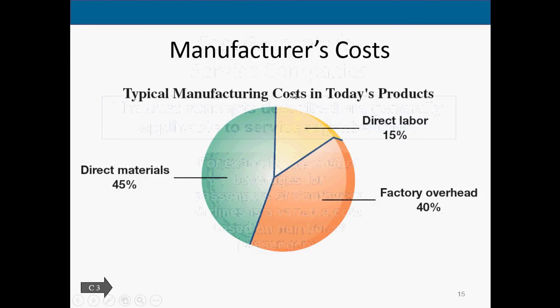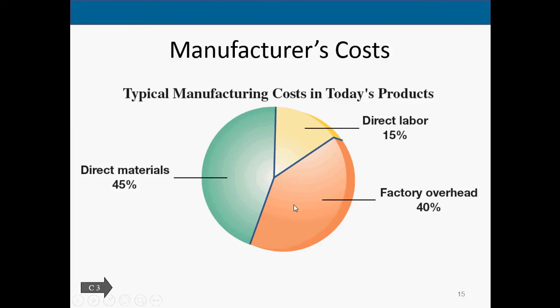Interesting graphic here, typical manufacturing cost in today's products. This text is probably a couple years old, but it probably hasn't changed much since then. You'll see direct materials about 45%. This is the interesting thing here. Direct labor at 15% and factory overhead at 40%. What's interesting to me is that when I graduated from college in 1995, these two numbers were probably almost exactly flip-flopped, with factory overhead being 15%, direct labor being about 40%.